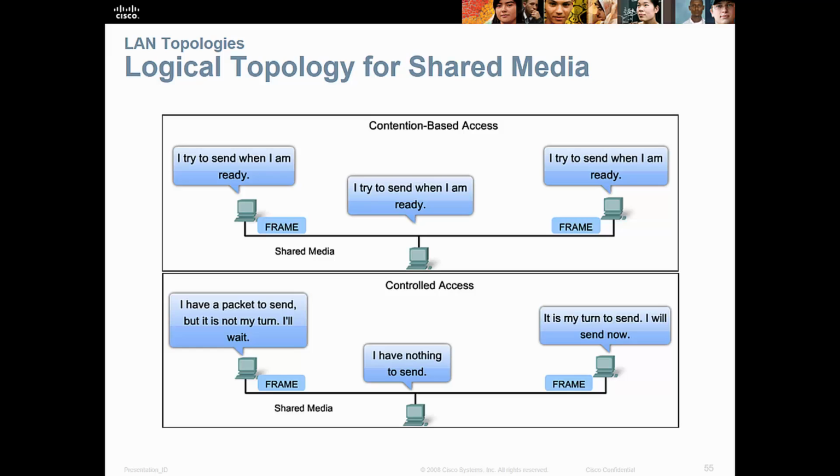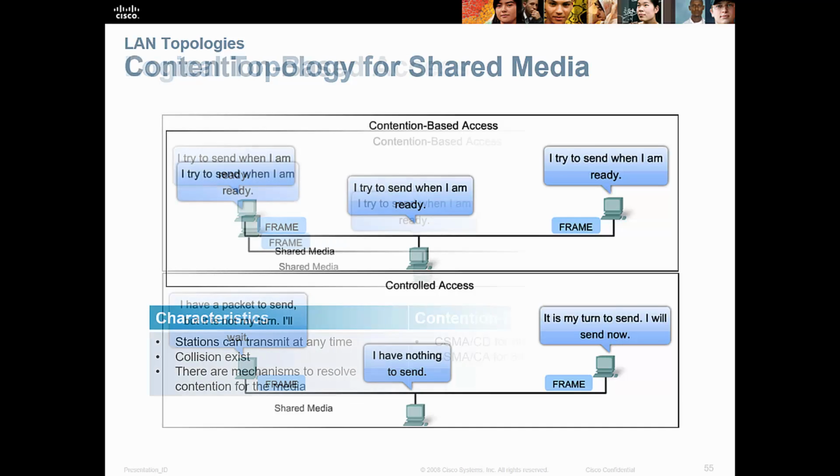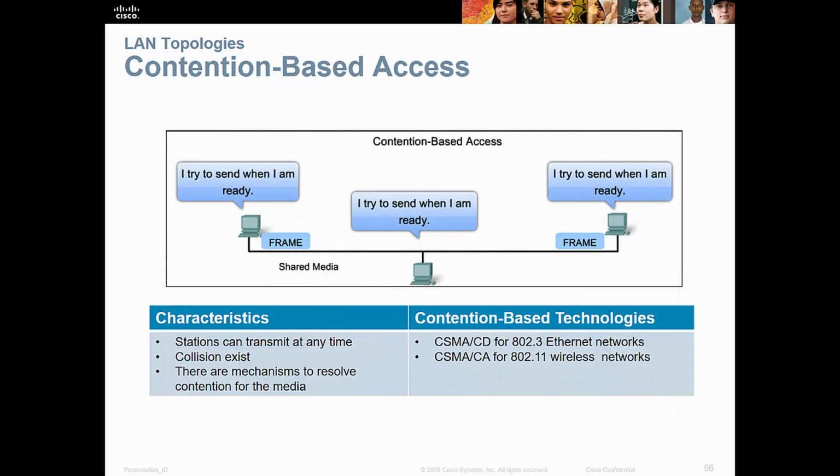So our logical topology is going to be contention based or control based. With contention based, stations can transmit at any time and collisions will exist. And there are mechanisms in place to help resolve these issues. Carrier sense multiple access with collision detection, CSMA/CD, is used for Ethernet. While if we're using wireless, we could be using CSMA with collision avoidance. And again, that's used in wireless. Those are the rules that govern what happens when a collision occurs.